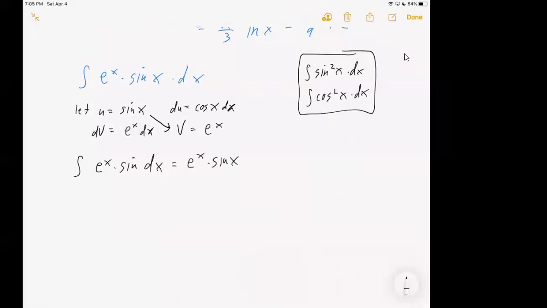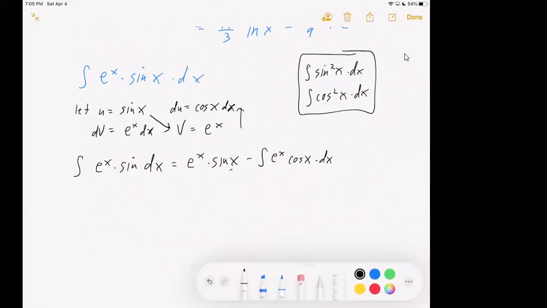We put the e to the x out in front. We always want our trig functions at the end, so their argument is very clear, minus the integral of v du, so that's my zag. That's e to the x cosine x dx. All right. It looks like we went nowhere, all right? But we did actually go somewhere. It's not obvious yet. But let's bring this out as a separate problem.